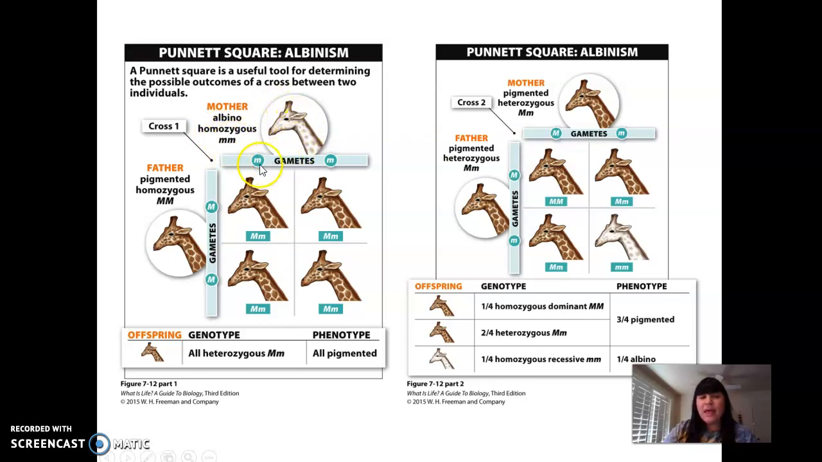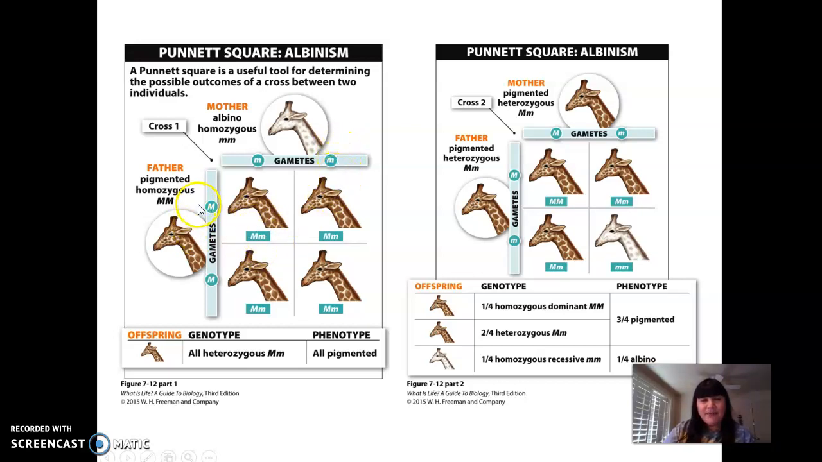We put the possible gametes of mom. She can give a little m in one egg, a little m in the other egg for her babies. Okay, so the parents are up here, babies are down here. Here's dad, and when he makes his sperm, half his sperm are going to have this gene, half his sperm are going to have this gene. And then we drop down and move across. If this egg and this sperm got together, this is the possible baby, the outcome. And it would be what we call heterozygous. Hetero means different. So there's a dominant and recessive gene.